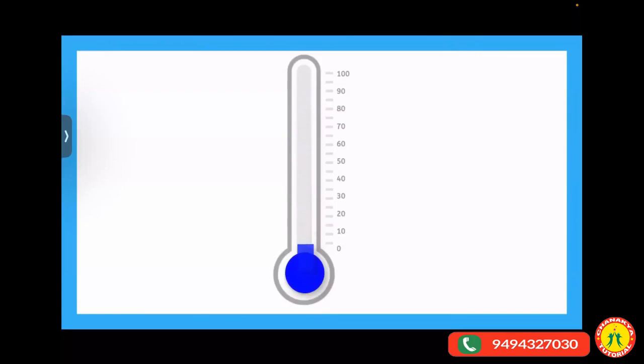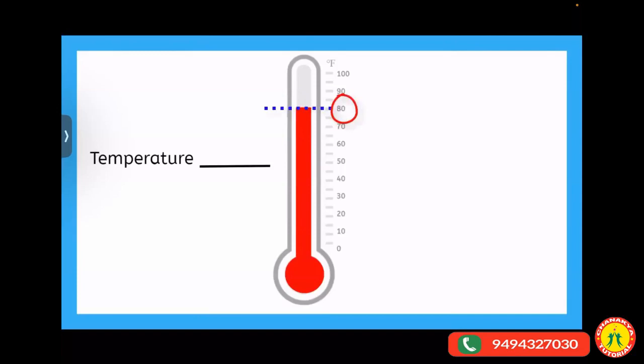Now let's practice reading some thermometers. Here we see the red line has moved up the tube. We find the top of the liquid and we see what number it is at on the scale. This one is right at 80. And if we look at the top, we see what units we are in, and it is F, so Fahrenheit. We can write the temperature as 80 with a degree symbol and then a capital F for Fahrenheit.